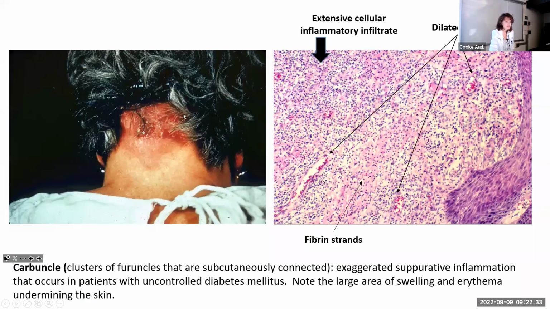Now, here's another example. This is called carbuncle, which is a cluster of furuncles that are subcutaneously connected. This is an exaggerated suppurative inflammation occurring usually in patients with uncontrolled diabetes. Now, you do notice the large area of the swelling and the erythema around the swelling. If you take a section and you look at it under the microscope, what do you see? What is this here? Stratified squamous epithelium, in other words, skin. That's the skin, guys. You have to recognize the skin. Skin here, and underneath, I see chaos.